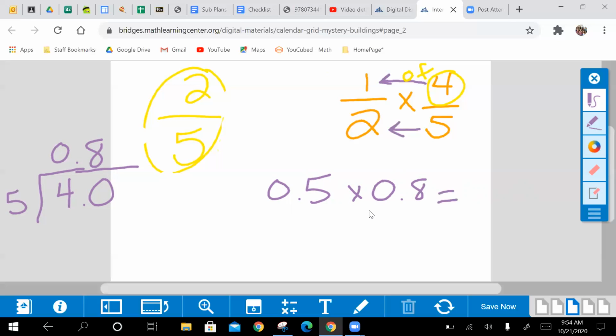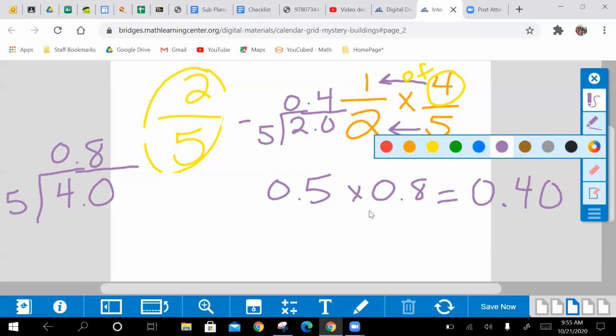So if we multiply those two together, we have 5 times 8, which is 40. So it's 4/10 or 40 hundredths. So now let's turn the answer that we got into a decimal. We're going to do 2 divided by 5. 5 does not go into 2, so we have to add our decimal and 0. How many times does 5 go into 20? 4.